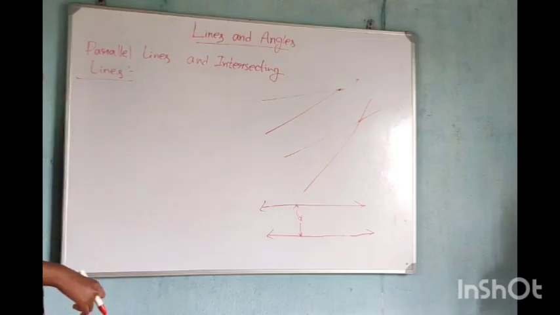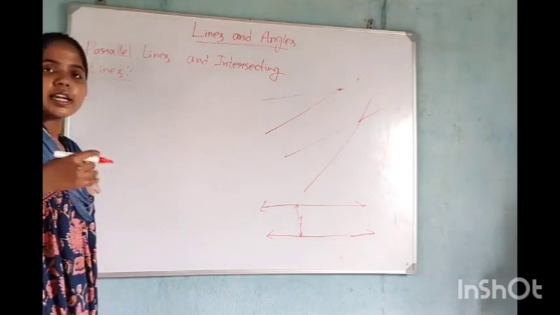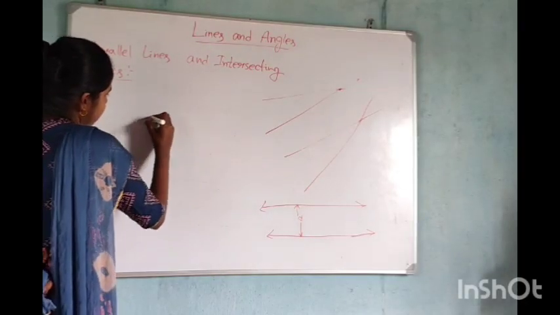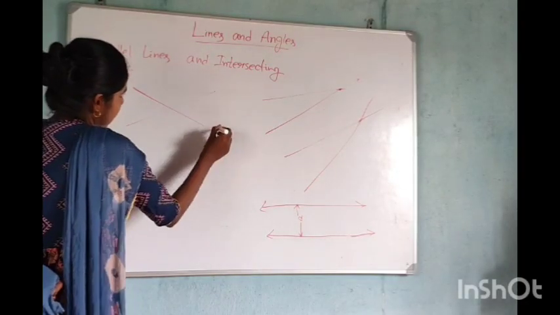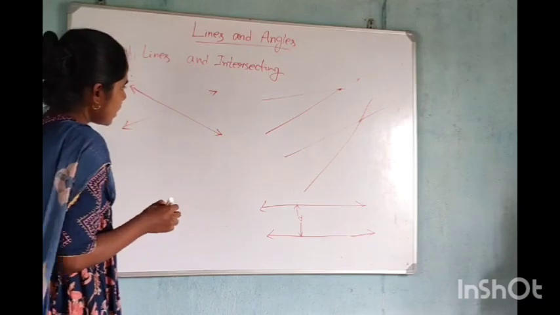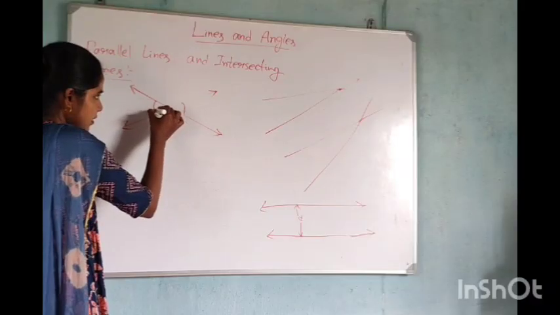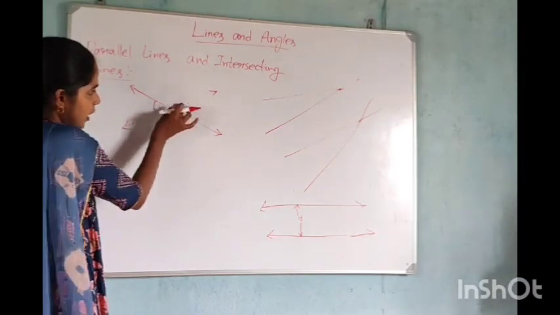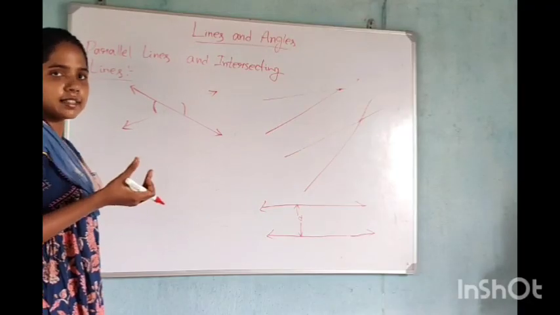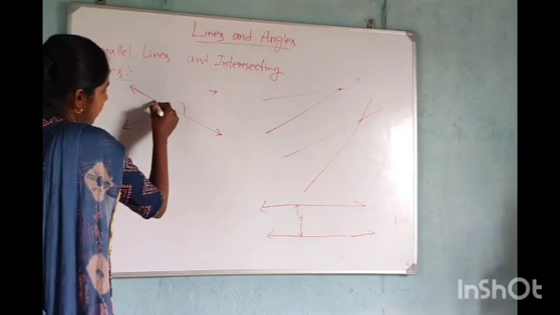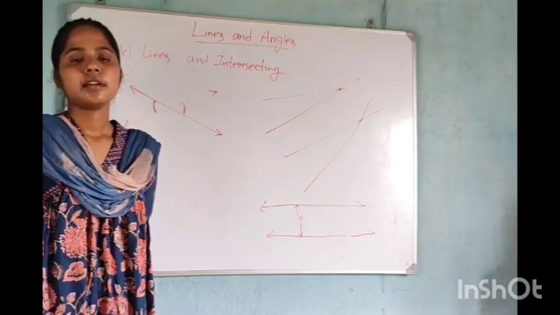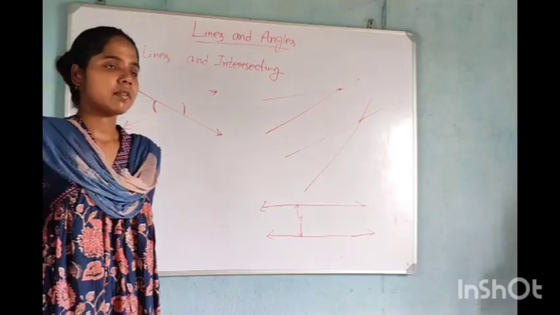Now, for parallel lines and intersecting lines, we can see some angles and their properties. These are two intersecting lines. You can see these two angles. They are opposite. They are called vertically opposite angles, and their property is that they are equal. Vertically opposite angles are equal.